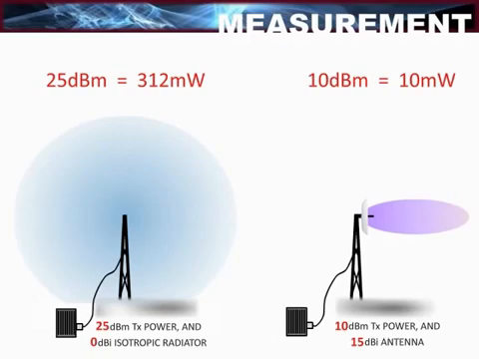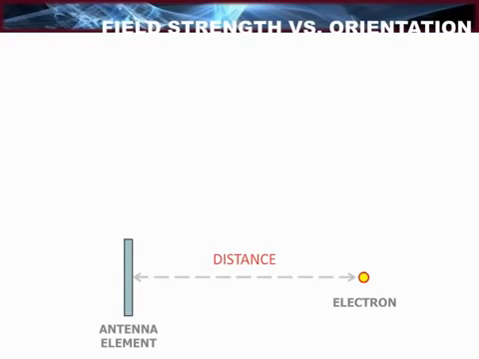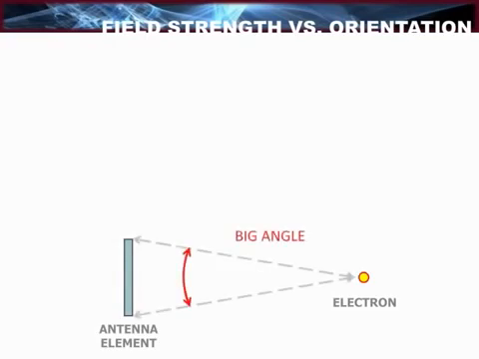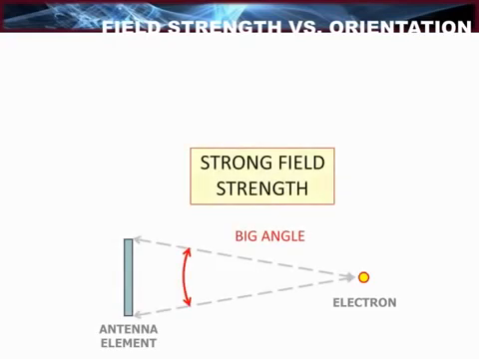Now, we will discuss why isotropic radiators are not theoretically possible. Here, we have a single antenna element and an electron that it is affecting. The electron is a distance away and it sees the antenna element at a big angle. Therefore, the electron experiences a strong field strength.